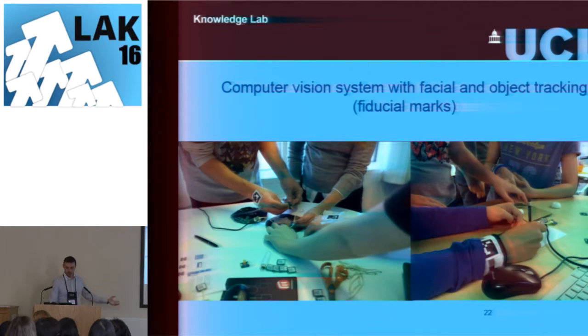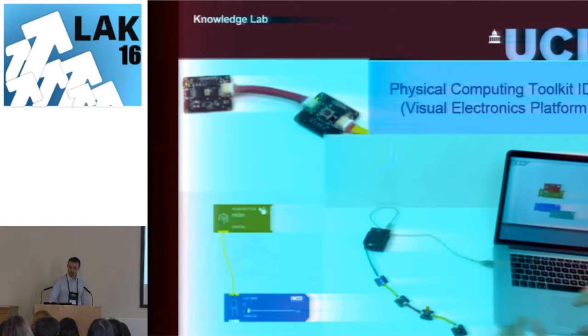So we have a computer vision system with facial and object tracking using the fiducial marks. So we look at how students use their hands. Do they use them, like how broadly do they use the table? And we tag students' faces. Do they look at the screen? Are they doing programming, or do they look at each other, and how close they are? So we use physical computing toolkit IDEs as part of the Arduino kit that we have created.